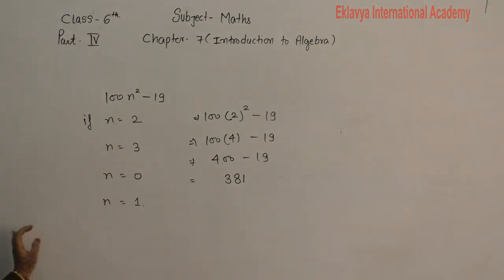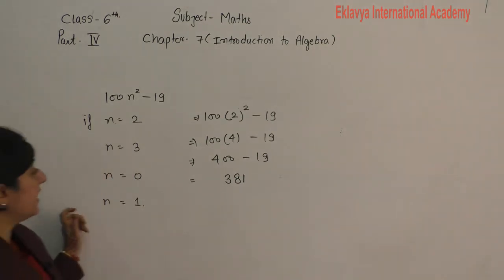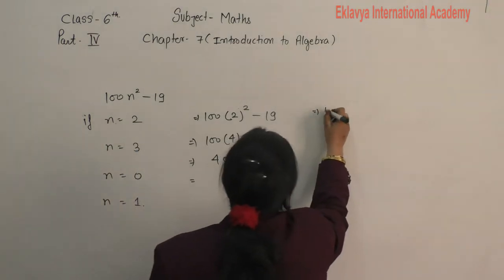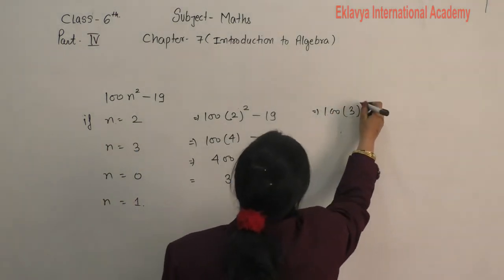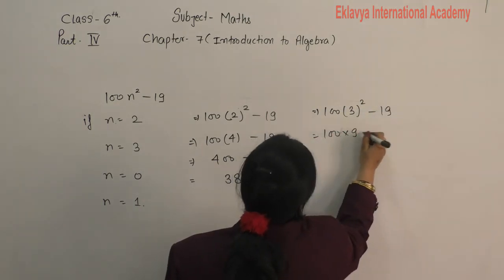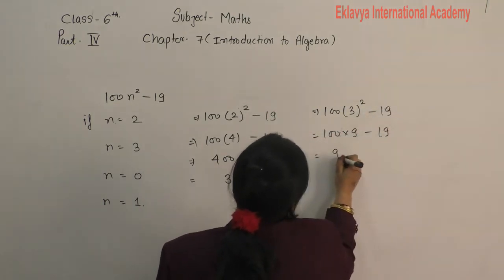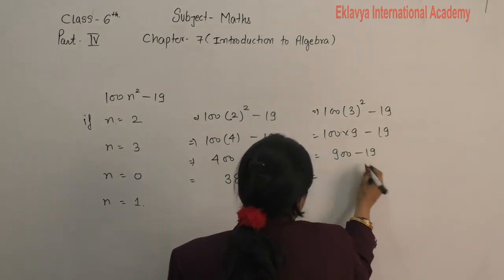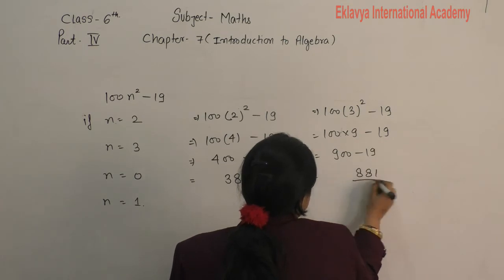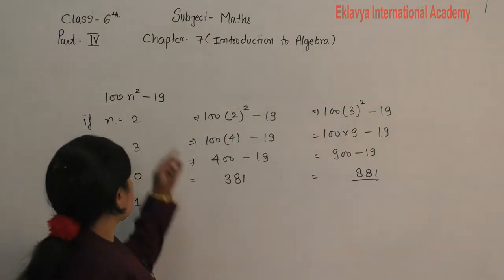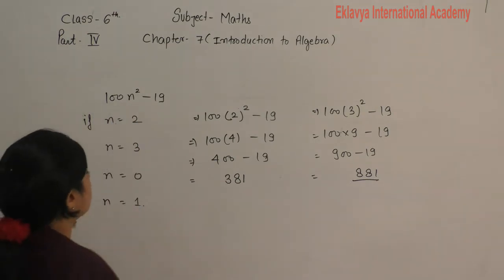381. So what is the value of it? 381. Now if we put 3 for n, we get 3 square, then 100 into 9 minus 19, 900 minus 19. 10 minus 9, 1. 9 minus 1, 8. This is equal to 881.